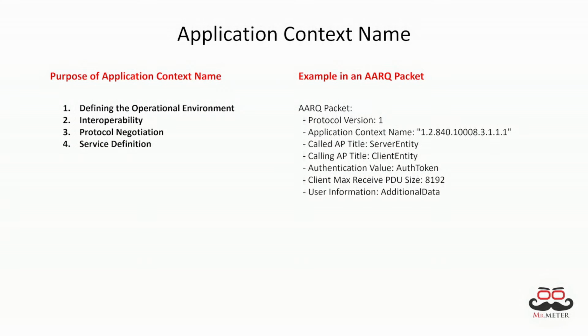How it works in practice. The first step is the client specifying the application context. When the client initiates an association request, it includes the application context name in the AARQ packet. This name is usually an object identifier, or OID, that uniquely identifies the context.